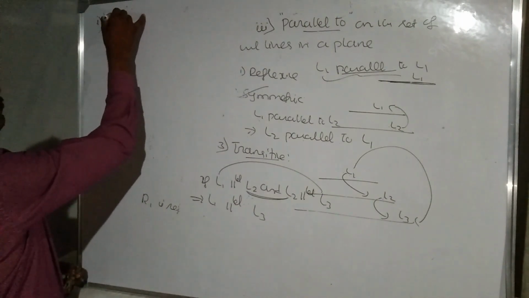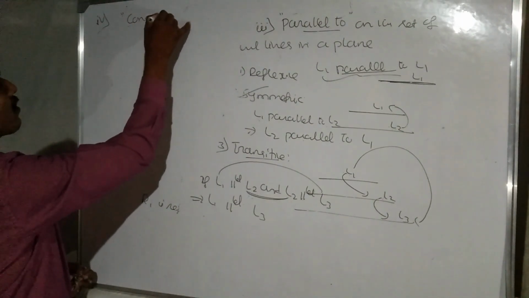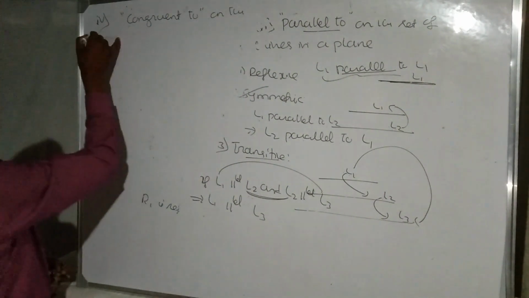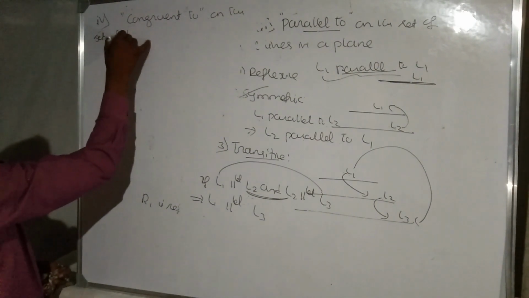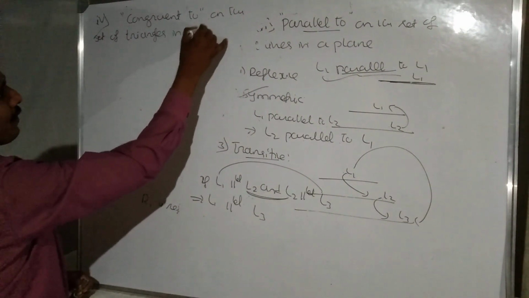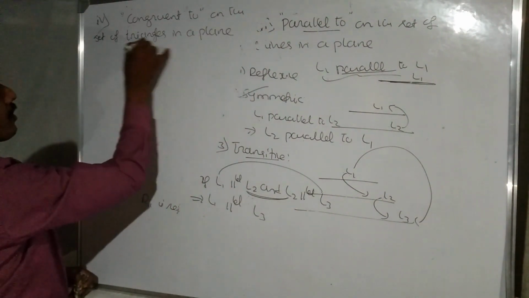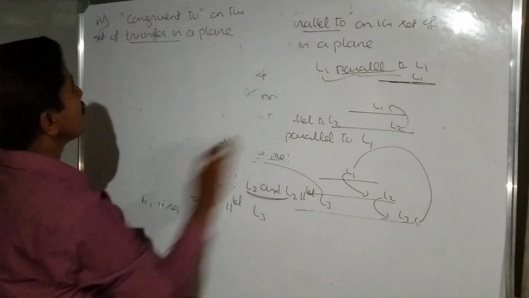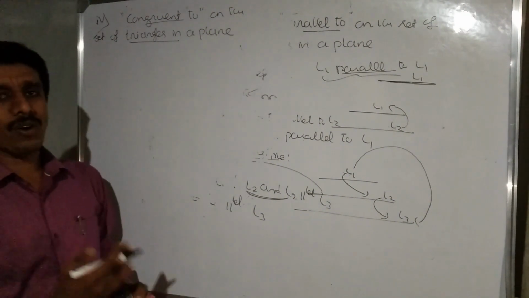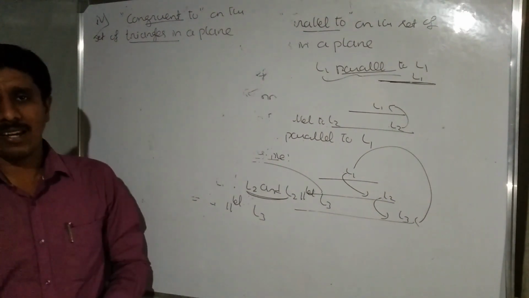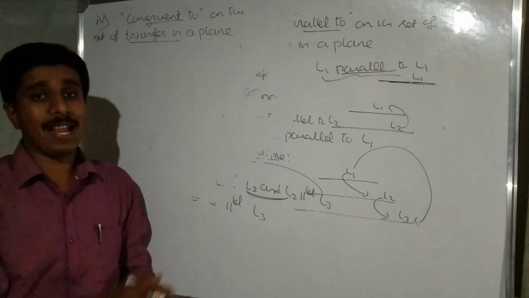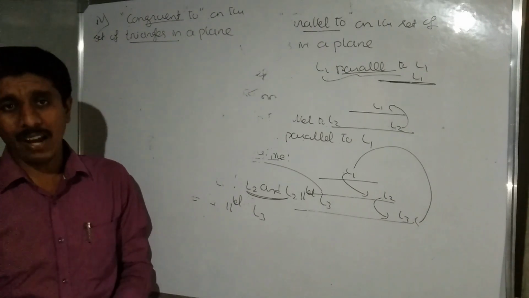Fourth one I am taking, congruent to relation on the set of all triangles in a plane. We have discussed in the last classes what congruent means. When we say that two triangles are congruent, their corresponding sides are equal and corresponding angles are equal. We say that they are congruent.